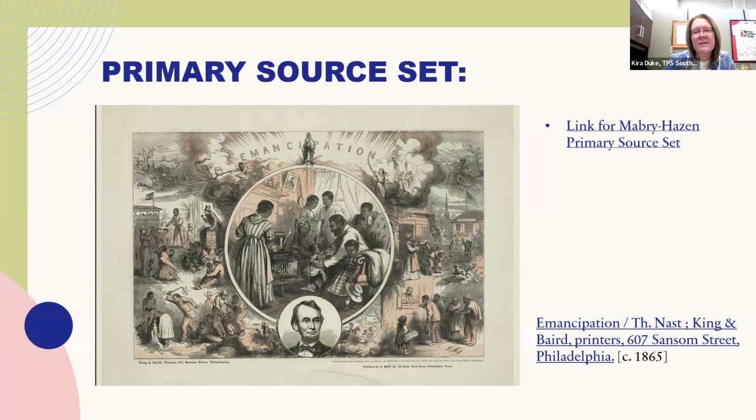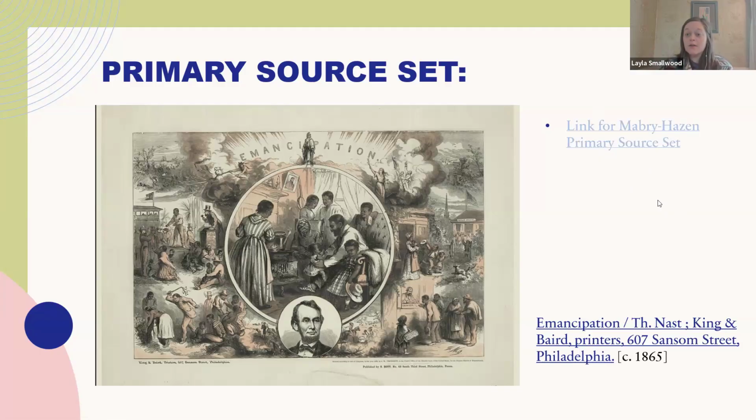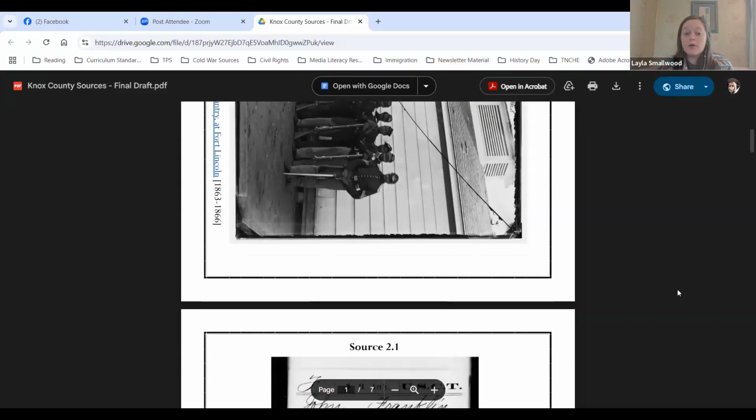And so there are sources in this primary source set that get into the stories of an individual and a family that was at Mabry Hazen in Knoxville. We're happy to share these because I think it's a really fascinating story that can build on some of the things we've been talking about. Yeah, and that link will take you to specific sources about the Mabry Hazen house and John Franklin, who was an enslaved man who served in the USCT. He enlisted. And it also has some sources from the Knox County Archives and East Tennessee Historical Society that aren't necessarily available through a web search.